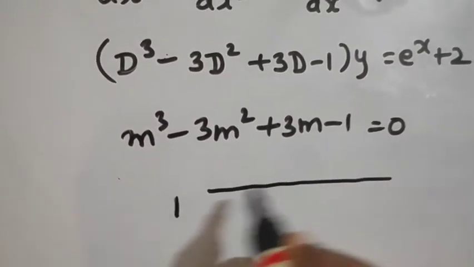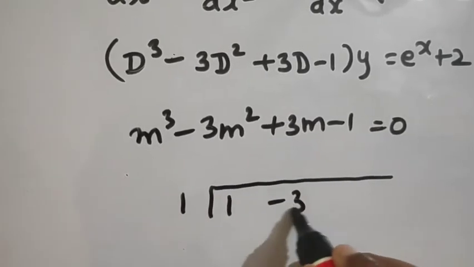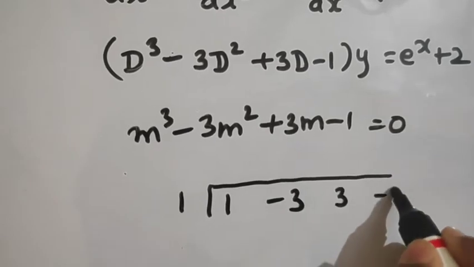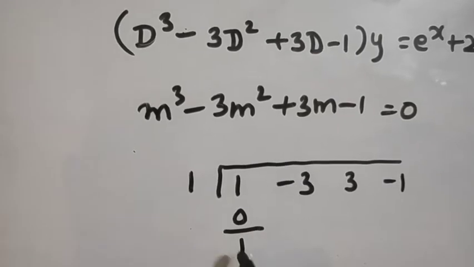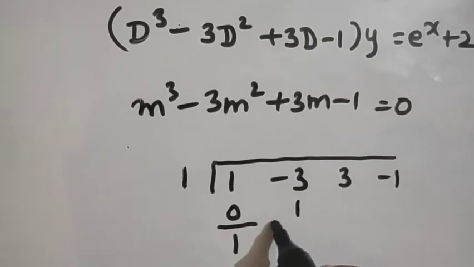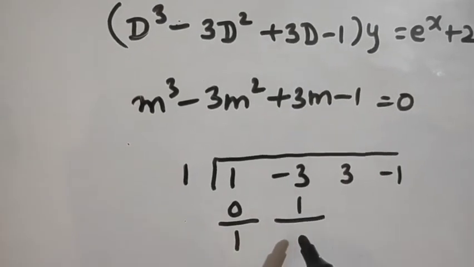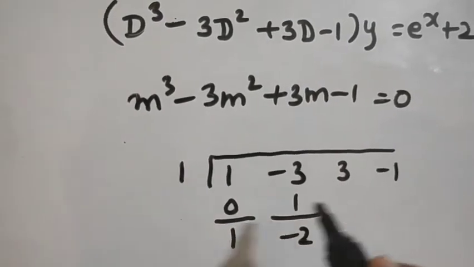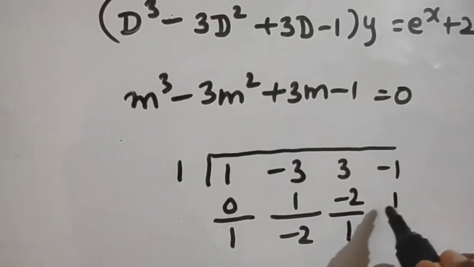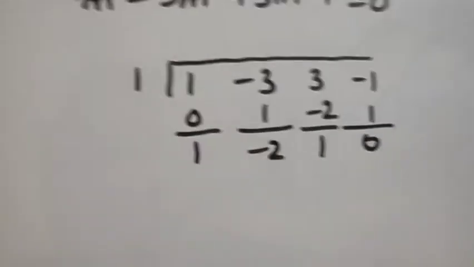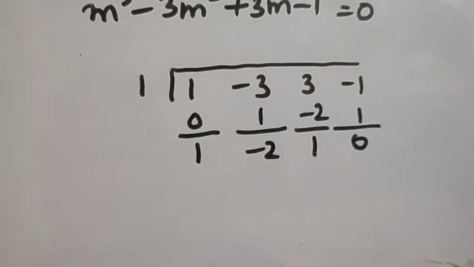Now, write the coefficients of this cubic equation. So it is 1, minus 3, 3 and minus 1. Now write 0 here. Add 1, multiply: 1 into 1 is 1. Write that 1 here. Add again: minus 2. Multiply, minus 2, 1. Multiply, you will get 1. Finally 0. Now what was a cubic equation has been converted into a quadratic equation.